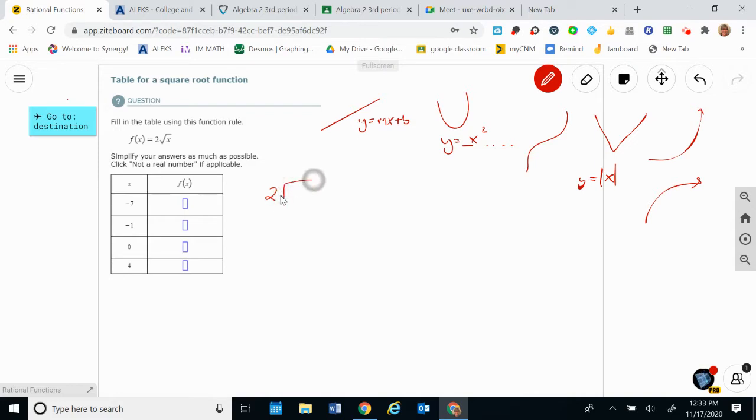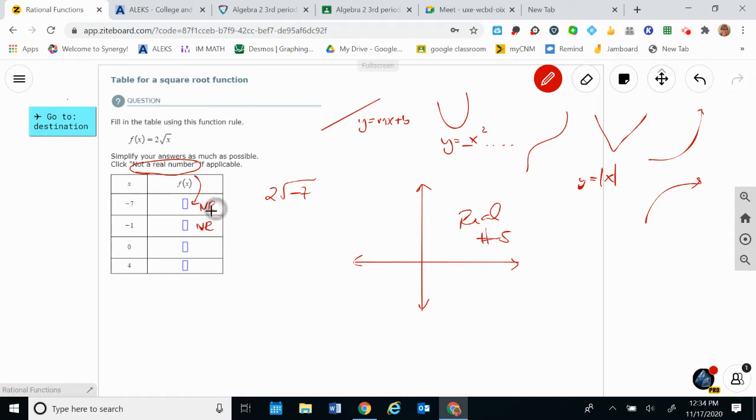It says 2 root -7. Well, that's imaginary. You can't have that. So not a real number is the answer for anything that's inside negative. Remember, you cannot graph an imaginary number in this graph. A coordinate plane is a coordinate plane of real numbers. Imaginaries are floating up there. We don't graph them here. So this is not a real number.